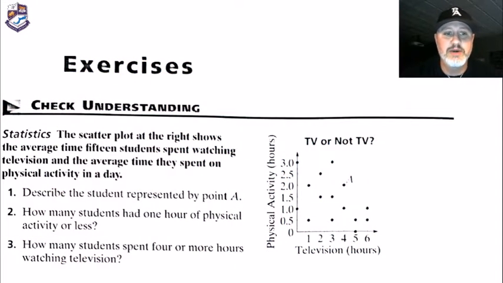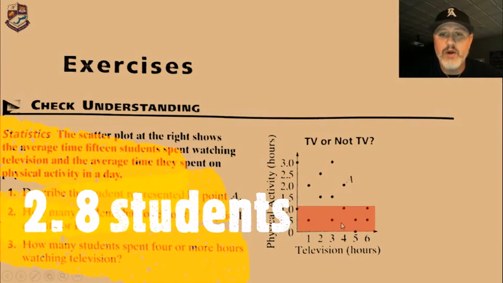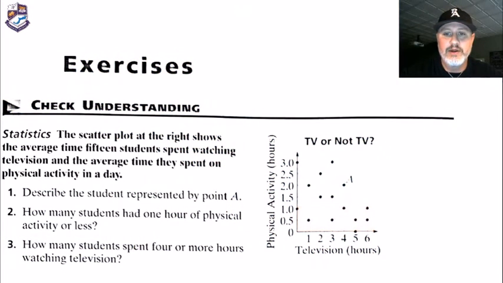Okay, question number 2. How many students had 1 hour of physical activity or less? 1 hour or less. So let's look at what 1 hour or less of physical activity looks like. And if we're counting, we can say 1, 2, 3, 4, 5, 6, 7, 8. That looks like 8 people had 1 hour or less of physical activity. Everything under that bar, or on it.